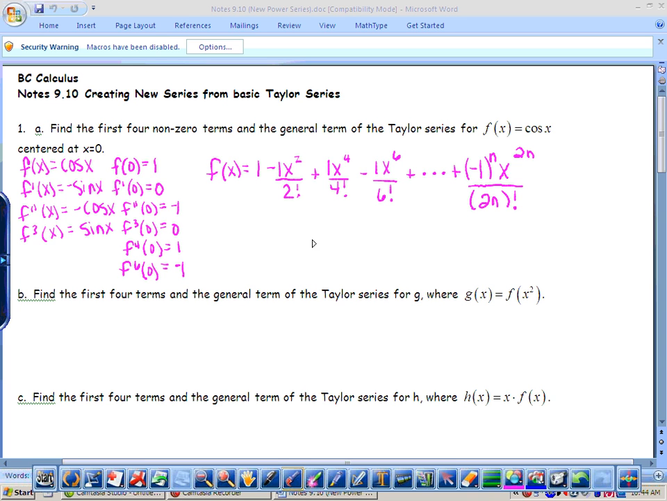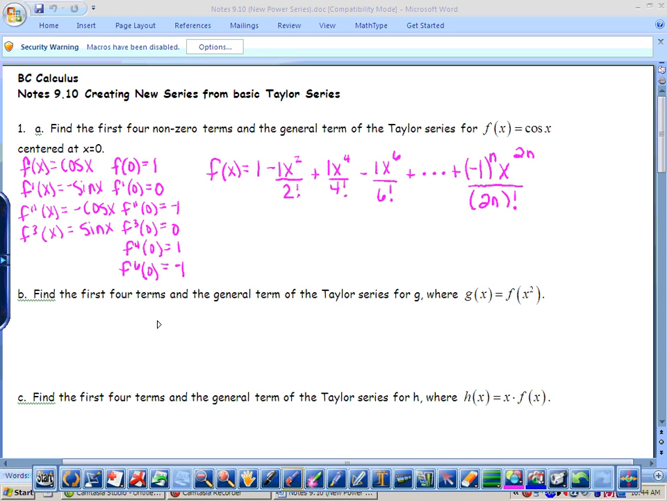Cosine x is one of the harder ones to come up with that general term, and we're going to practice it, so I think you're going to get good at it. If you're nervous about that part, don't be very nervous about coming up with that general term, because that is one of the harder ones to come up with, as you will see.